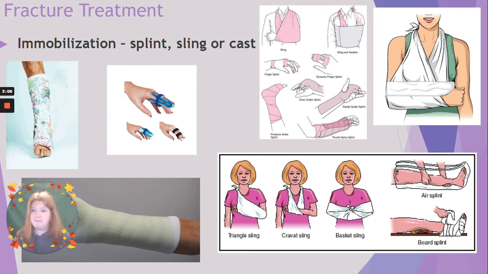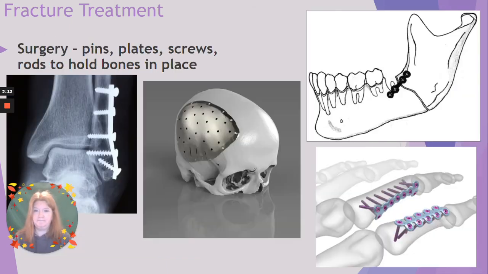Immobilize it, so in a splint, in a sling, in a cast. Sometimes it depends on the type of break in which one would be appropriate. In severe cases, it may involve surgery to put pins, screws, rods, or plates in place so that the bone can heal properly.